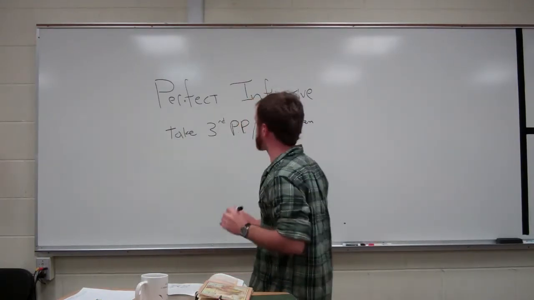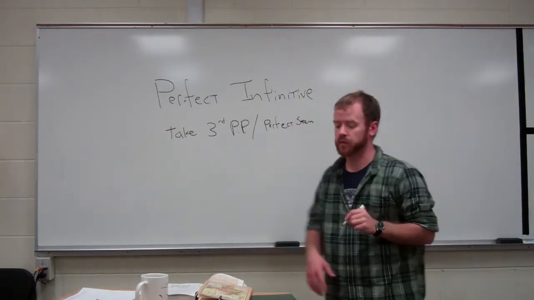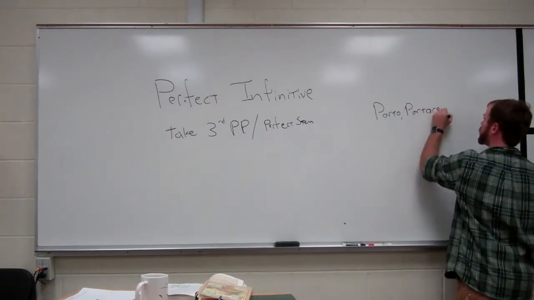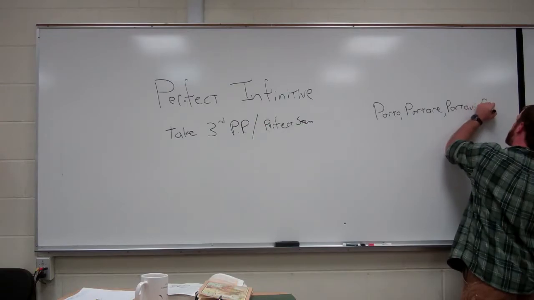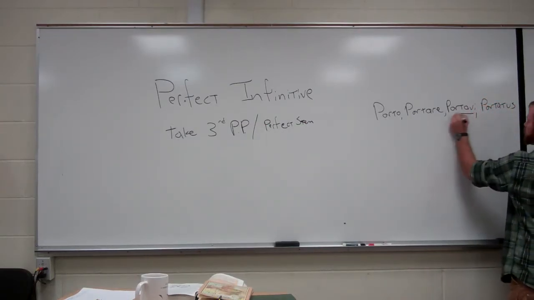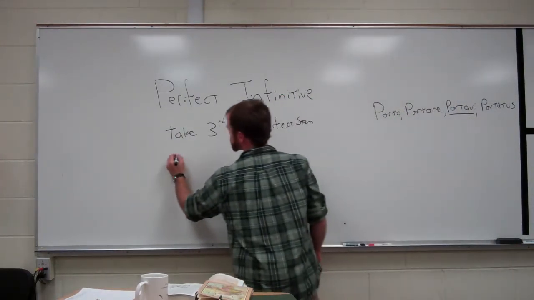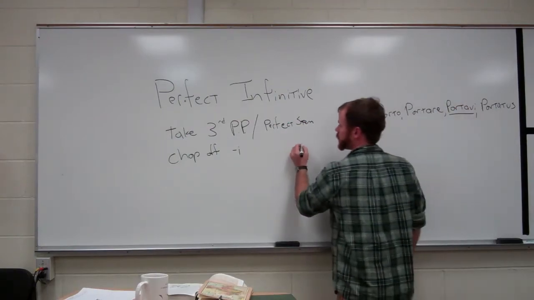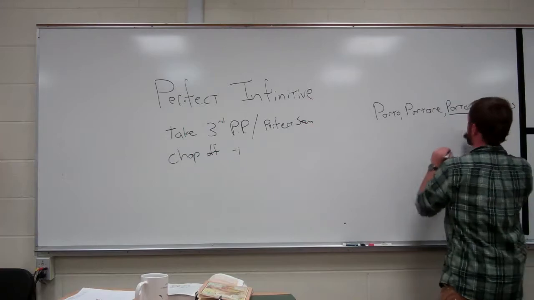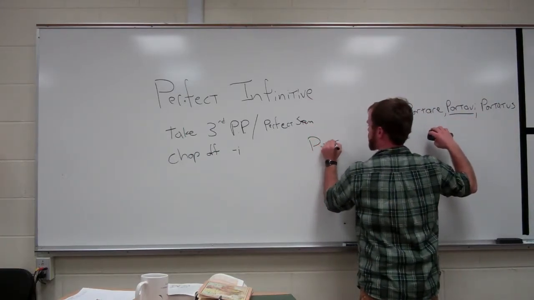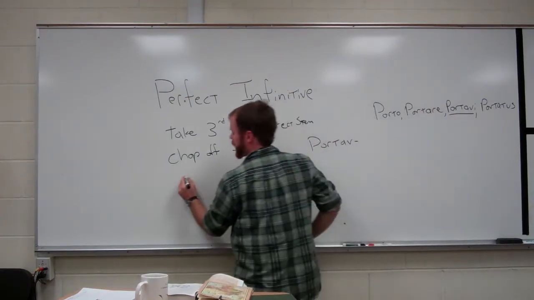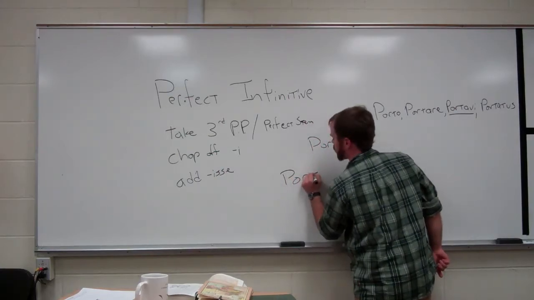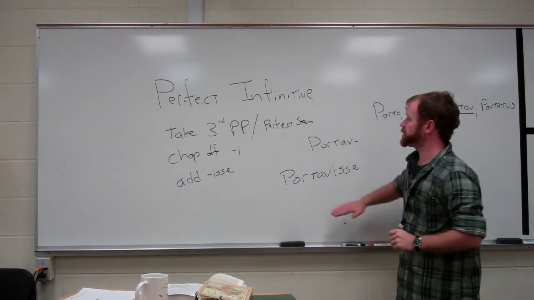Let's go with porto, because that's one of your examples for the pluperfect subjunctive. So porto, portare, portavi, portatus. We take the portavi, chop off the I. Now we're just left with the stem portav. This is our stem, portav. We have to add an ending onto that, and you add isse onto it. So we're left with portavisse. This is your perfect infinitive.